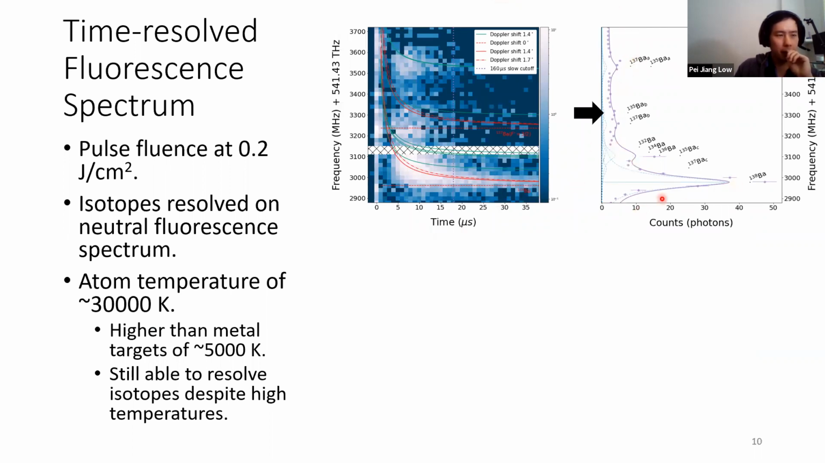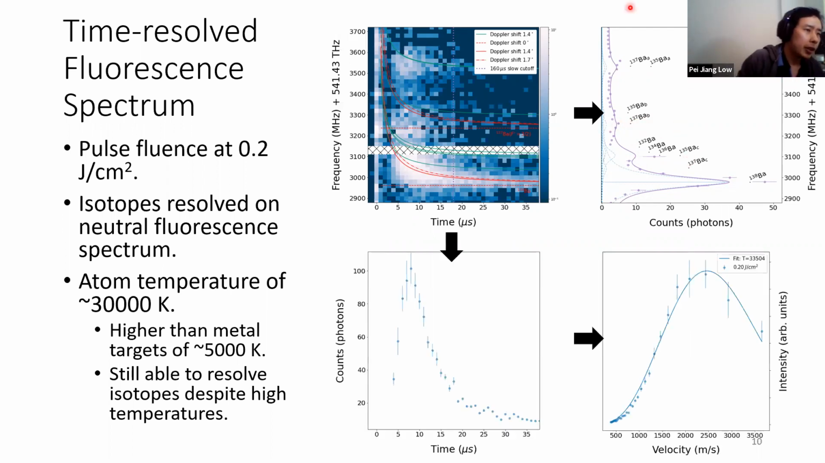fluorescence spectrum of barium, and we can actually resolve the fluorescence peak of the different isotopes. So this means that we should be able to selectively load the isotope that we want by parking the first excitation laser frequency at the isotope peak that we want. And then by integrating over the spectrum, we can get an arrival time distribution of the atoms as well. And then from this, we can calculate the velocity distribution of the atoms, and this is what it looks like.